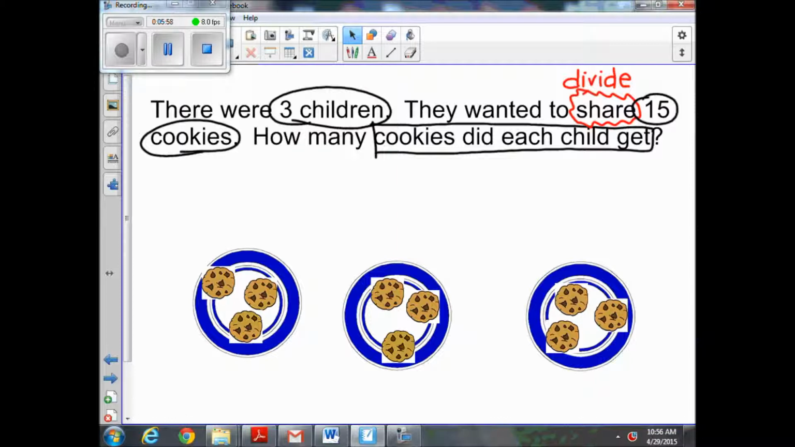Very good. So I said that I had 3 children who wanted to share 15 cookies. Did I have 15 cookies? No, I only had 9 cookies. I made a mistake on that one too. Whoopsie. Guess what? I make mistakes. So there were 3 children sharing 9 cookies. They divided 9 cookies, and each child got how many? 3. Absolutely. We're going to practice division today. I made several more slides, and we're going to continue practicing our division. Nice job.